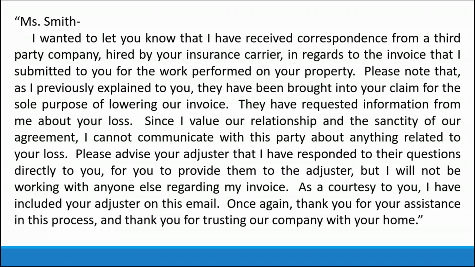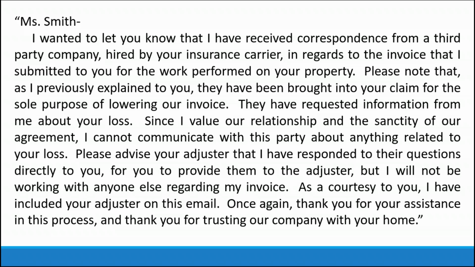Let's take this sentence by sentence again. Ms. Smith, and I make it very personal. The person writing this letter should be the person who has the communication going on with Ms. Smith. In some companies, that might be the salesman, the first responder. In other companies, it might be the project manager. In some companies, it might be the crew chief. In other companies, yet it might still be the owner who does all the communications.